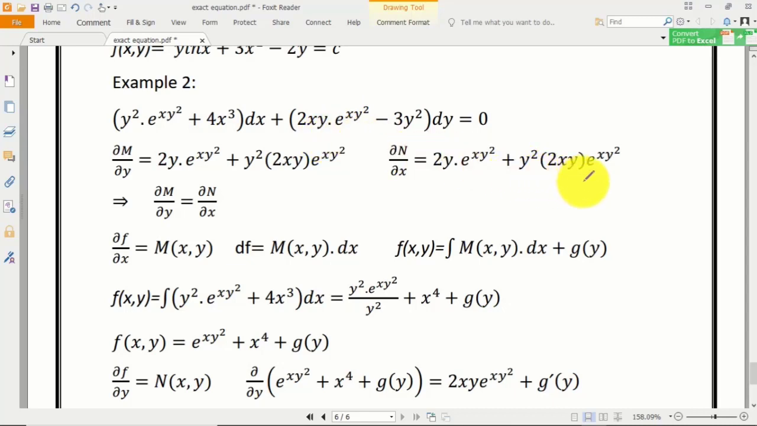And certainly, partial N with respect to y is equal to partial N with respect to x. Conclusively, it is considered an exact differential equation.